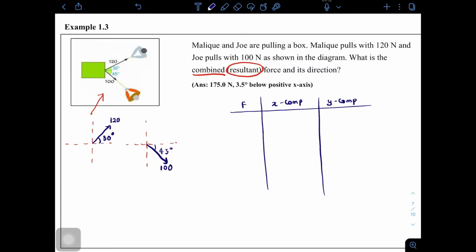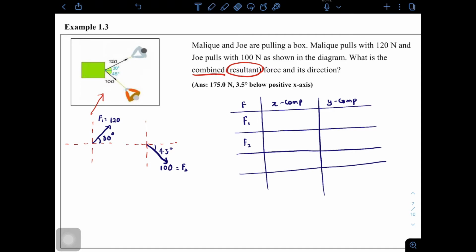Okay, so we have this column for force. Let's say Malik is F1 and Joe is F2. So I have F1 and F2 rows. Then below you put the total forces. So here is your resultant force: total force on x component and total force on y component.